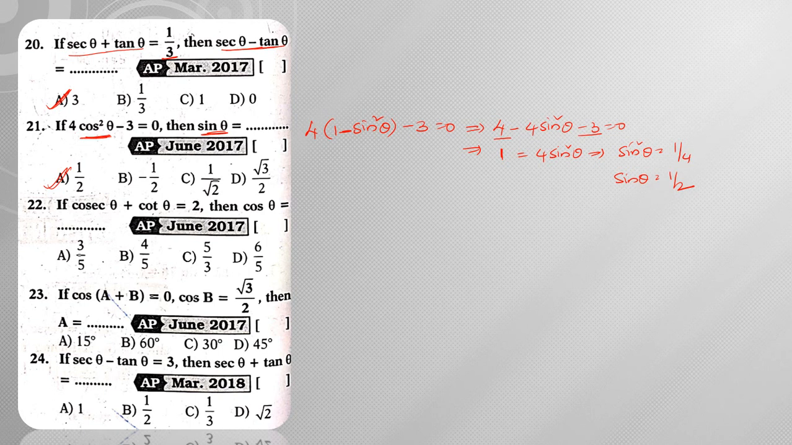If cosecant theta plus cot theta is equal to 2, then cos theta is equal to. Now observe this. So cosecant theta I can write as 1 by sin theta, plus cot theta, which can be written as cos theta by sin theta. So which is equal to 2. So from this I can write 1 plus cos theta by sin theta is equal to 2. Now what is he asking?